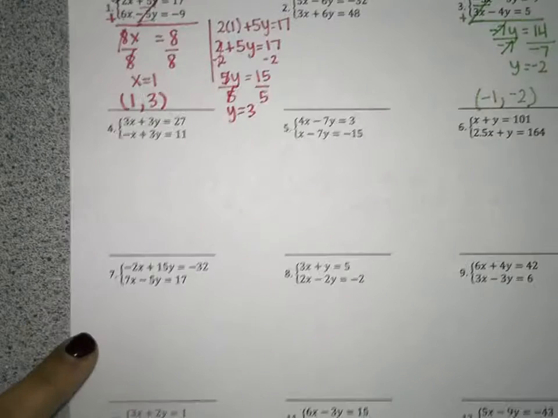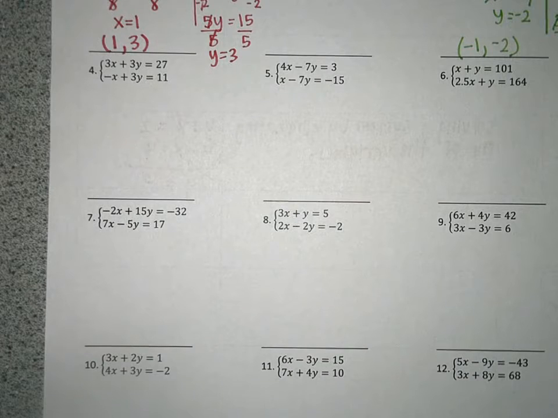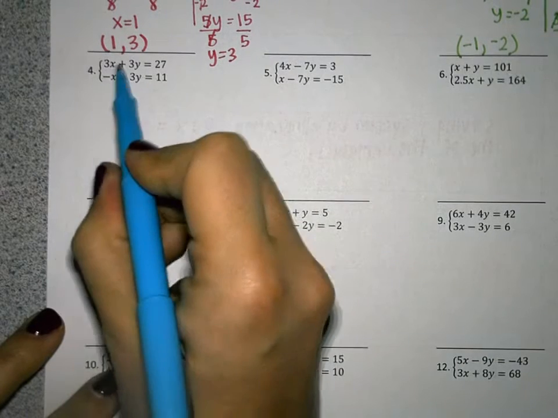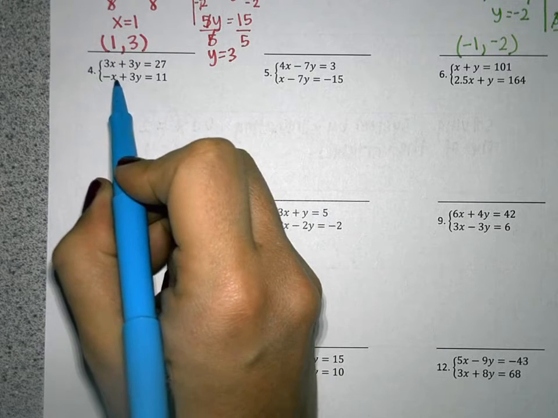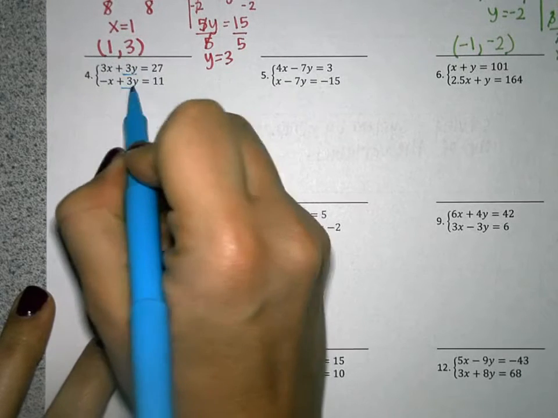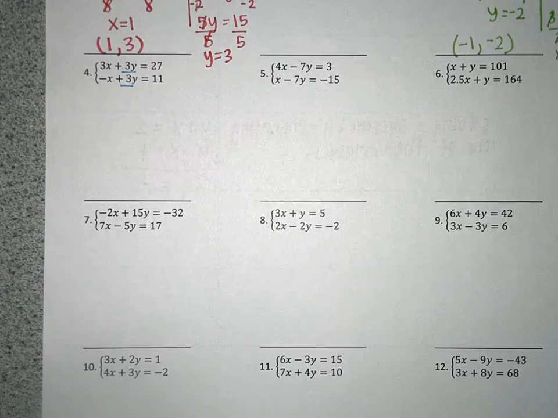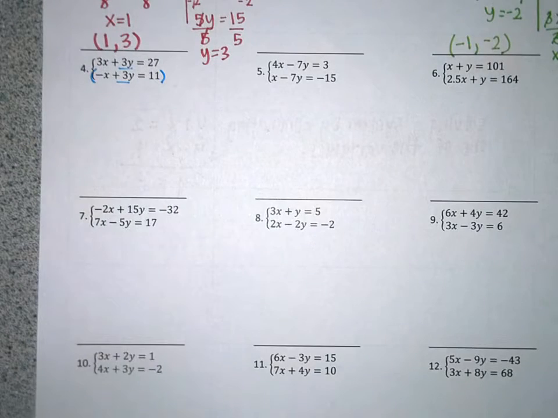So let's look at number 4, and let's talk about what happens if I have the same coefficient, but they're not opposite. So number 4, I have 3x plus 3y equals 27, and I have negative x plus 3y equals 11. So I notice that I have a 3y and a 3y, but I don't have opposite signs, so I can't add these to eliminate them.